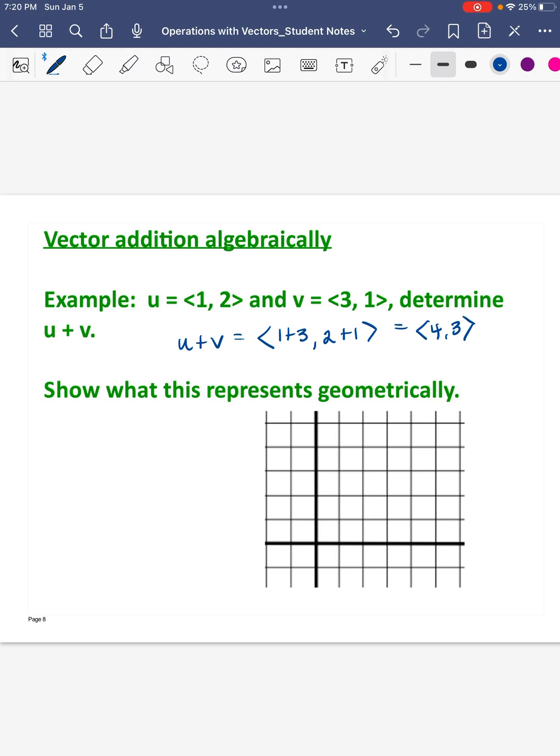Geometrically, we would start with vector u, which is over 1, up 2. At the end of u, we would put v, which is <3, 1>. So I'm going to start at the end of u and go right 3, up 1. I'm going to draw that vector. And then my resultant, or the answer, would be connecting where u started to the end of v. So this is u plus v. And notice I go over 1, 2, 3, 4, which is what I had here, and then up 1, 2, 3, which is what I have here. So my components match with what I have in my picture.